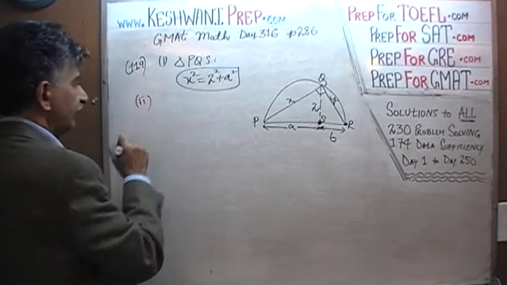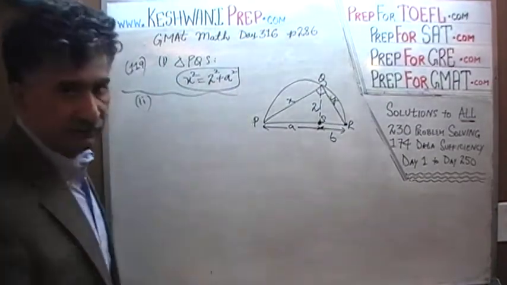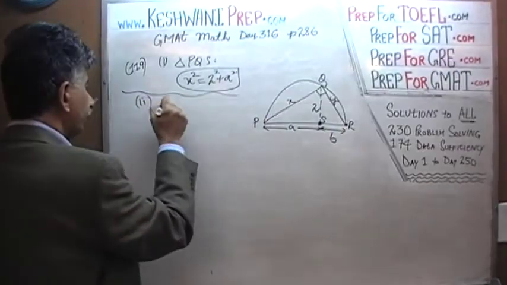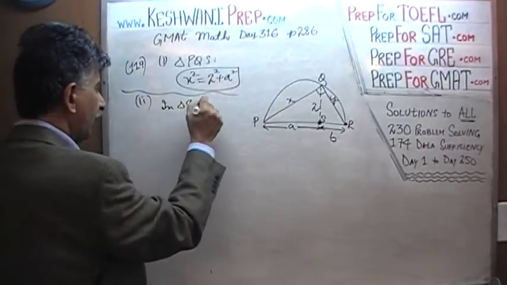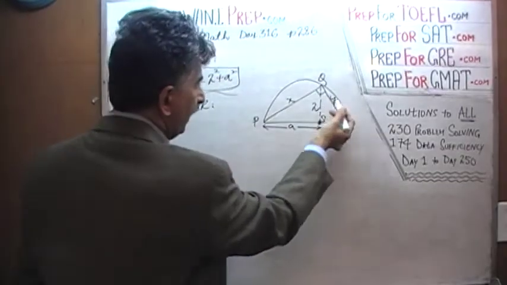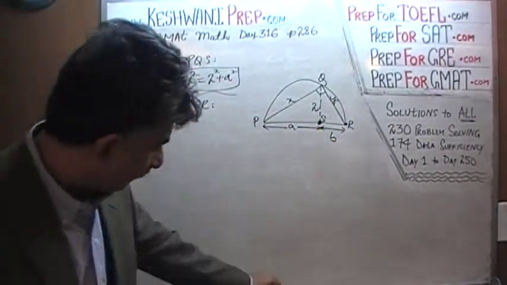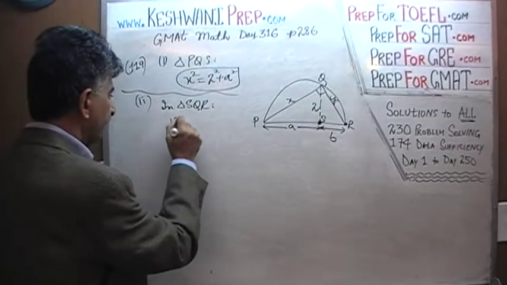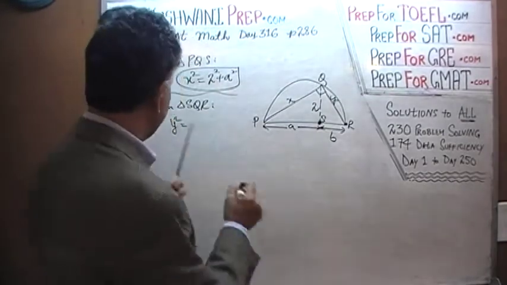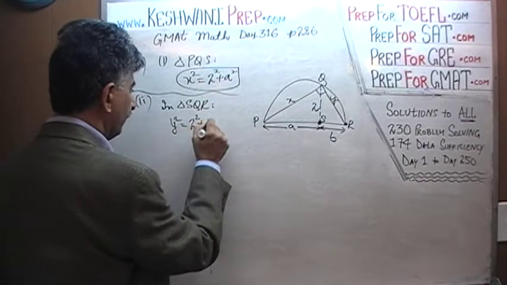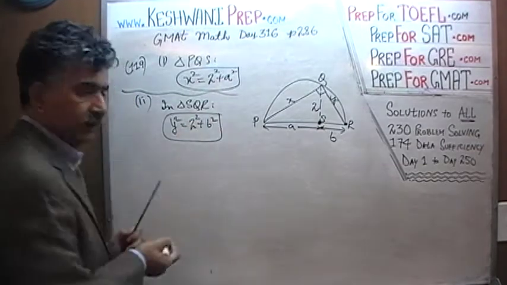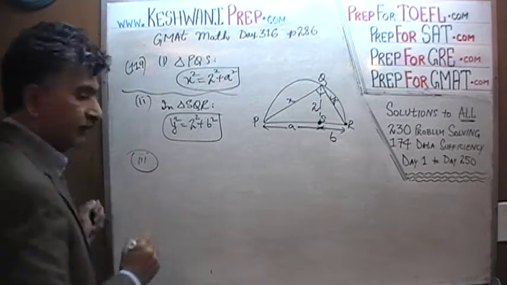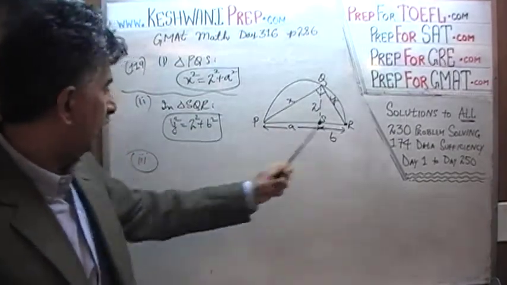I want you to look at now the second triangle. The second triangle is the second small triangle, which is SQR. In triangle SQR, similarly, Q to R would be the hypotenuse. So we have y squared is equal to 2 squared plus b squared. So that's our second triangle. And now let's look at the third triangle. The third triangle is the main triangle, which is the PQR.